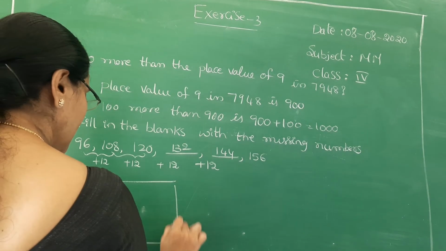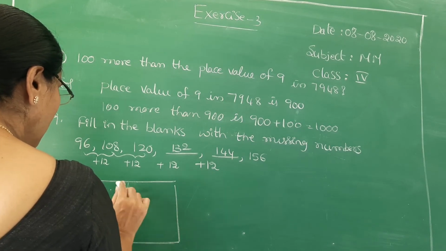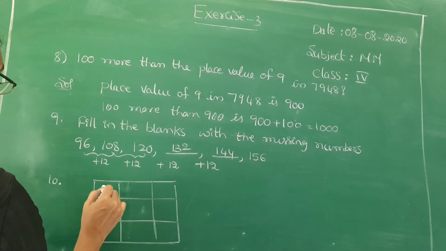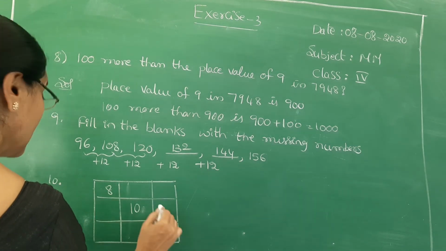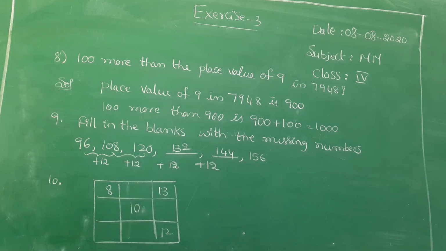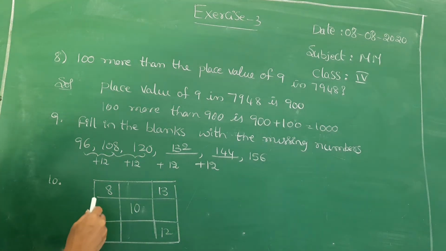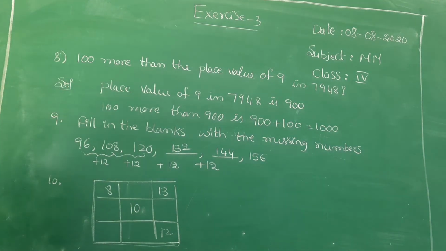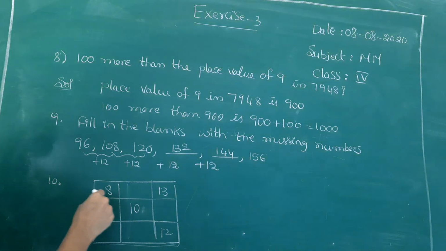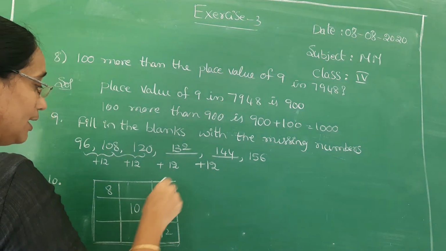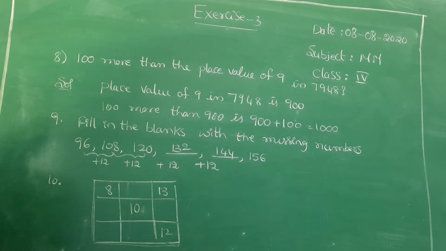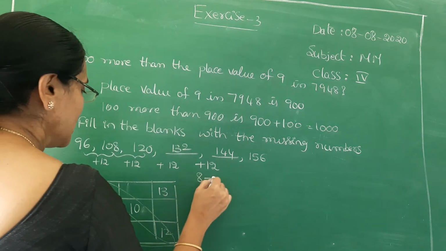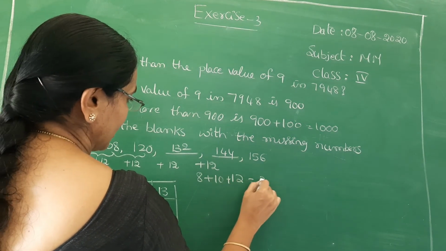And next they are asking to complete the magic square here. See the magic square. You already know how to complete that magic square. See 8, 10, 12, 13. Completing a magic square means that when you add horizontally or vertically or diagonally you get the same sum. See here the boxes are filled diagonally. So add those: 8 plus 10 plus 12, that is 30.